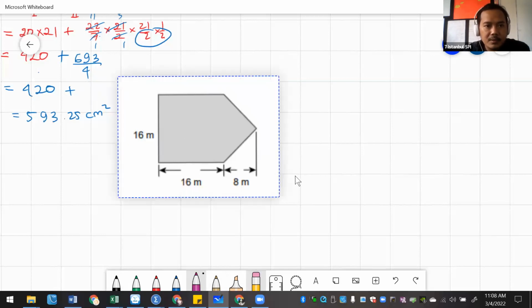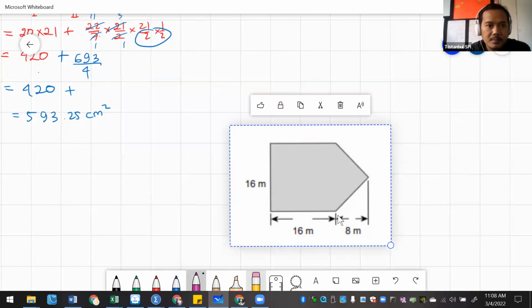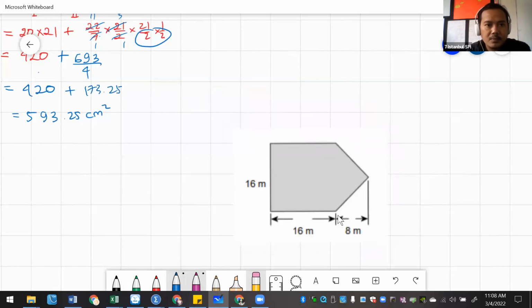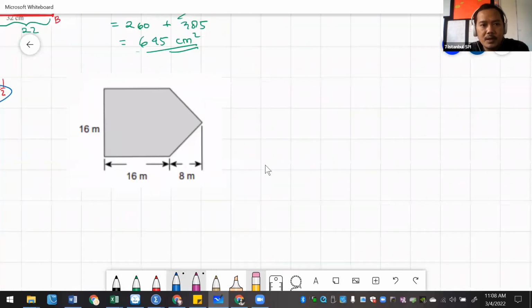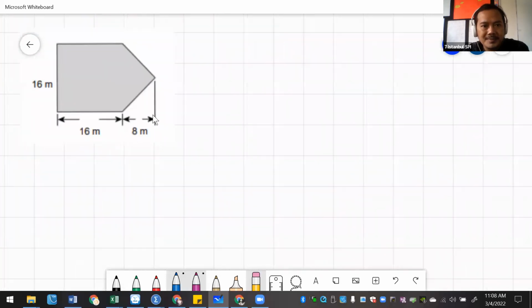3,25 nya saya pindahin dulu ya. Biar enggak. Oke, here. Okay, now the shape over here. Okay, silakan. How many shapes do we have here?